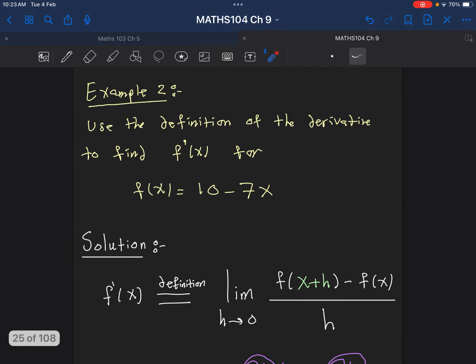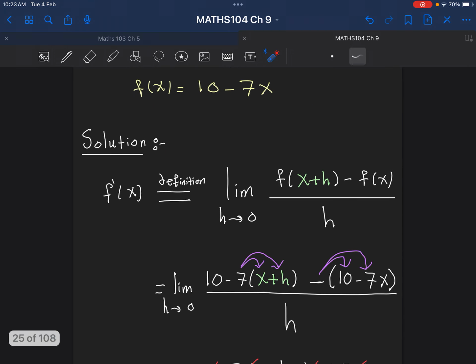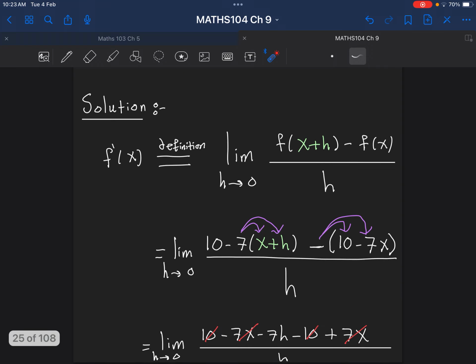In example number 2, I'm giving a question to find the derivative, but this time using the definition. I was given this function. What I did, first step, I wrote this definition. Just keep it in mind. This is the definition that we will need over and over. Next step, what I did, instead of f of x, I write the function in the question. And then I write it again, but instead of every occurrence of x, I write x plus h between brackets. And that's what I did here.